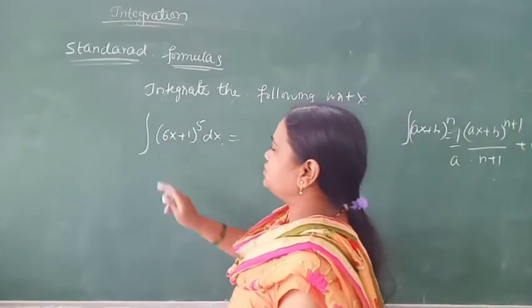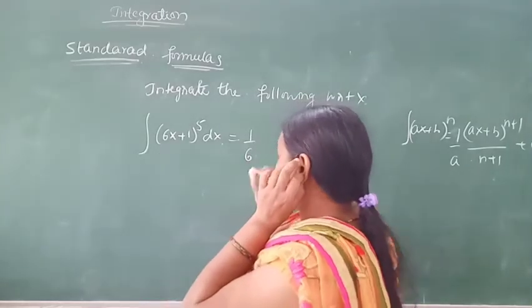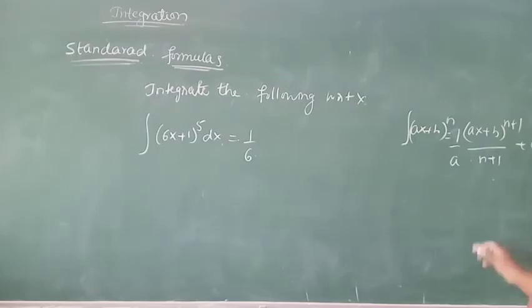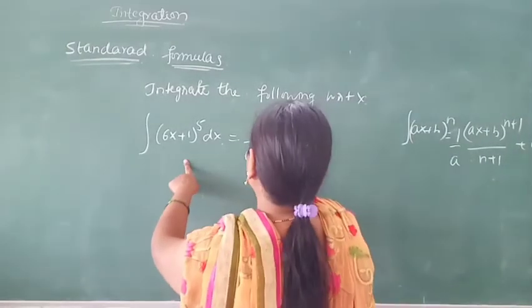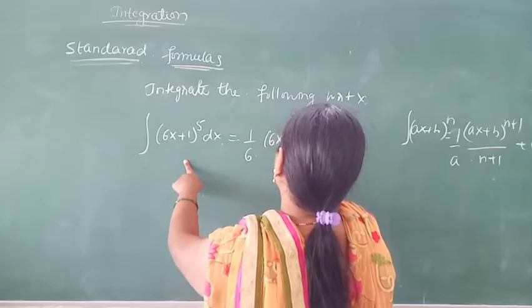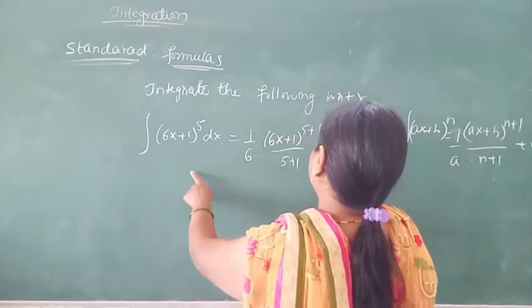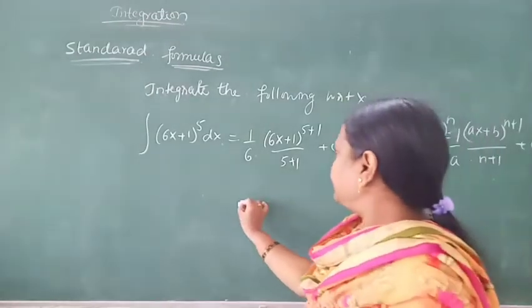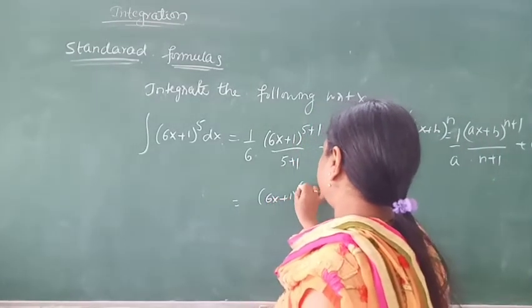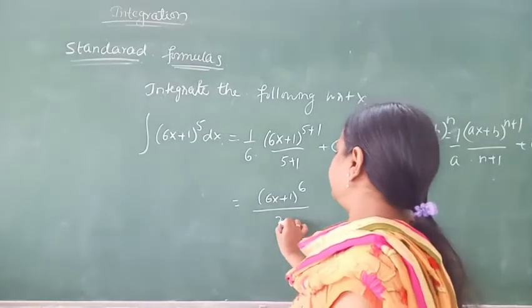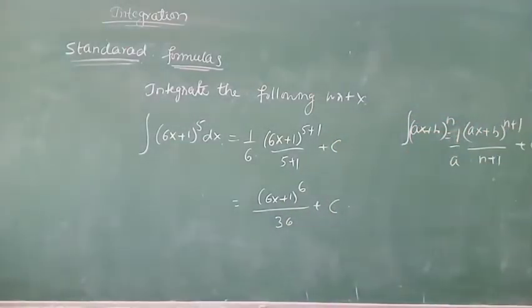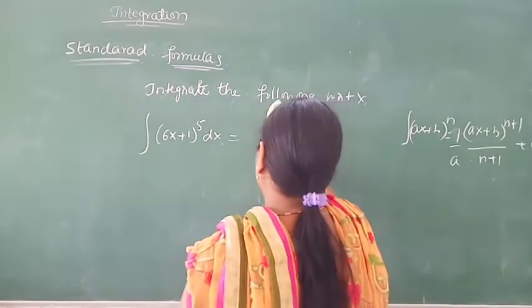And x is multiplied by a constant, that constant is 6, therefore we multiply by 1 by 6. Applying this formula, we get (6x plus 1) to the power 5 plus 1, that is 6, divided by 6 into 6, which is 36, plus c. Okay, we can do it directly. This is one method of applying the formula. Another method is also there.